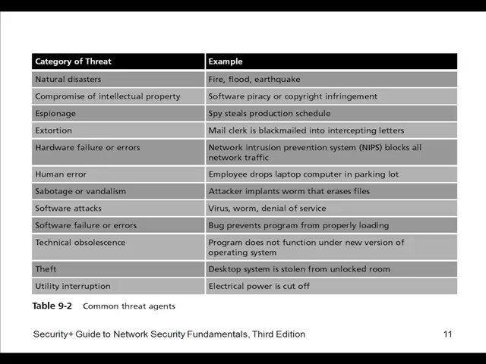Human error: an employee drops a laptop in the parking lot. There are a lot of other human errors. What if you just deleted an OU that had 10,000 users in it? Human error. What would have mitigated that? How about that backup?